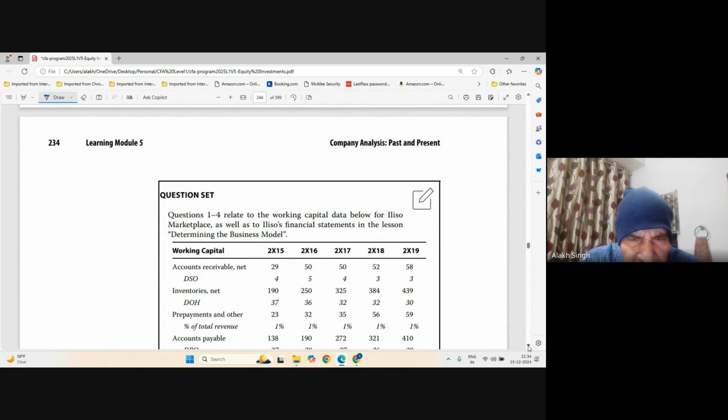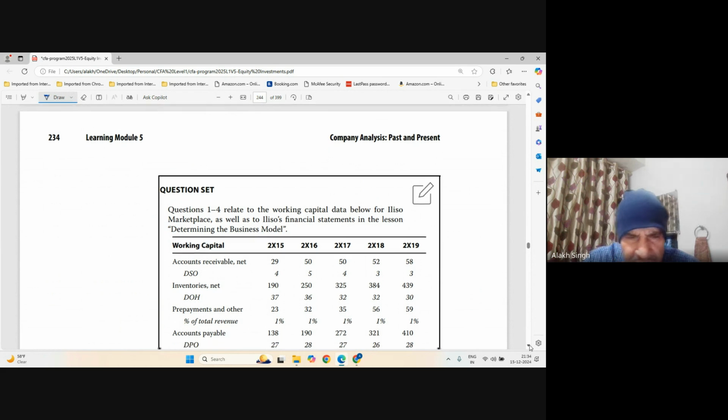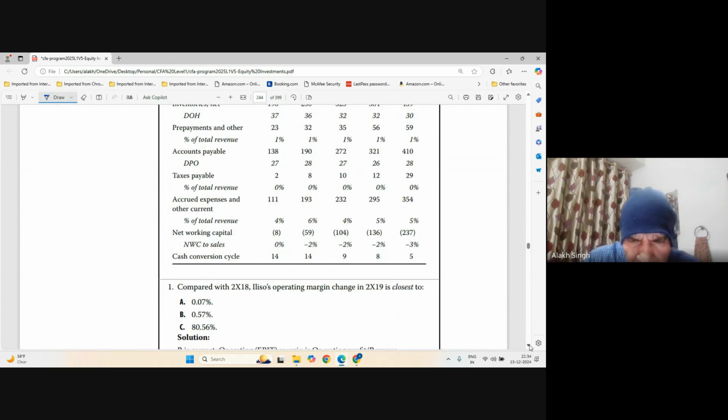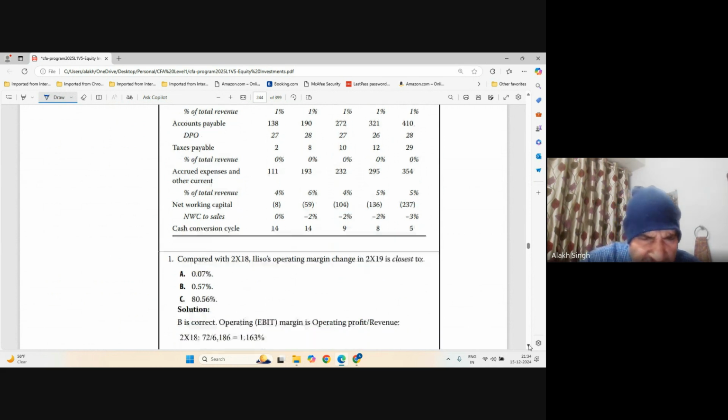Question set 1 to 4. Working capital data below, for Elisho marketplace. Okay, let's see what is the question. Operating margin is closest to. Compared with 2018, Elisho's operating margin. So operating margin means EBIT divided by total sales revenue. So let's move forward. Leave this question.